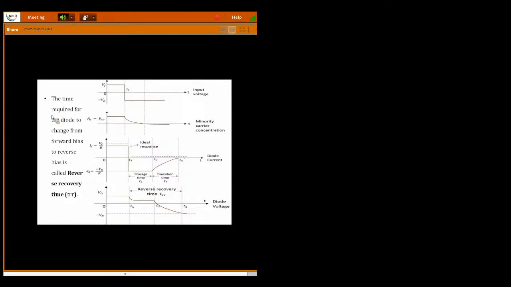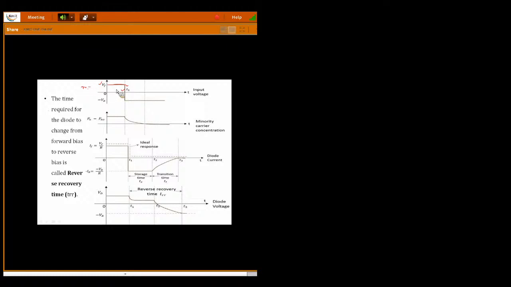Initially I am dividing into T1, T2, T3, three time intervals. Up to T1, I am applying the forward bias voltage. My diode is in forward bias. I am applying a forward voltage, for example, some 3 volts.